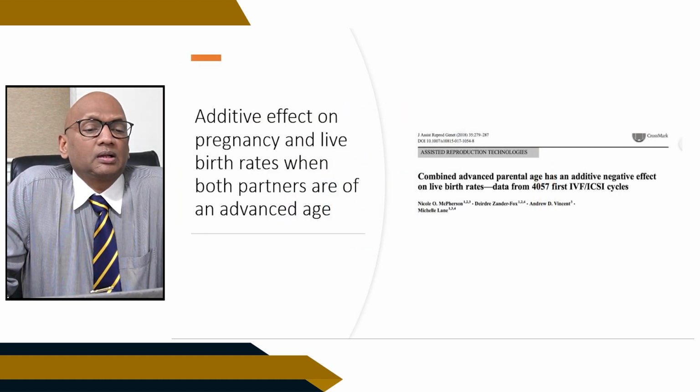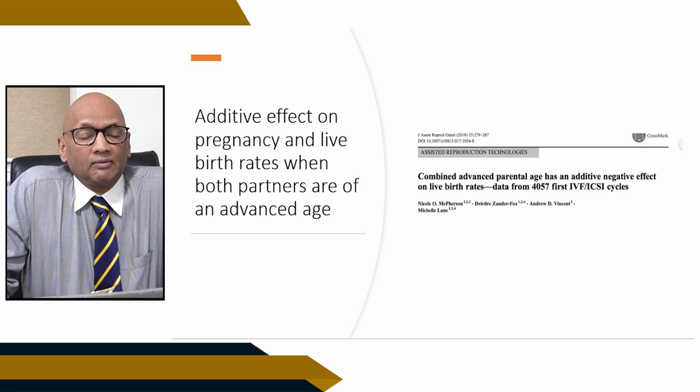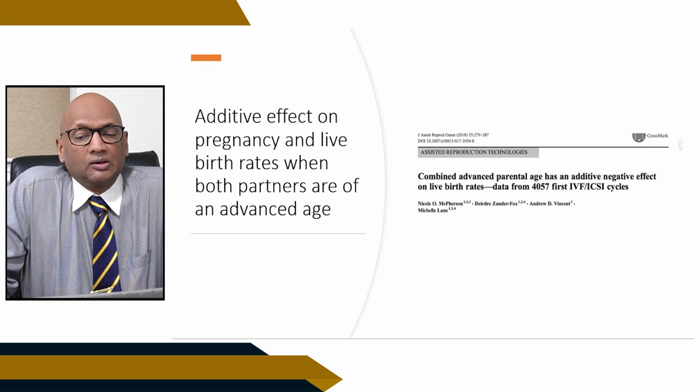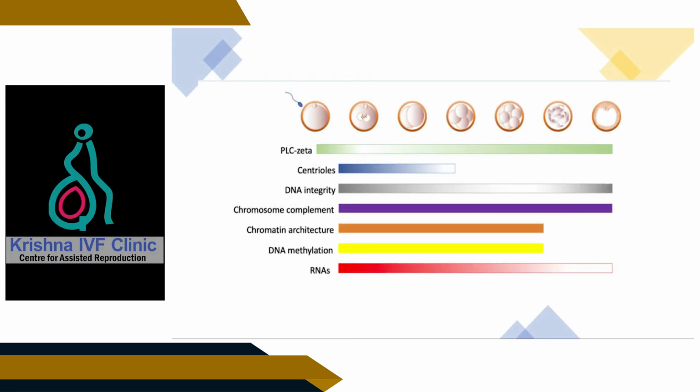When we come to the role of paternal age, when the male partner is more than 40 years older compared to the woman, there is an additive effect, and if both partners are of higher age, there is an additive effect on pregnancy and live birth. So in advanced age, the IVF outcomes will be different from where the partners are younger. This slide summarizes the effect of the different parameters I have described.